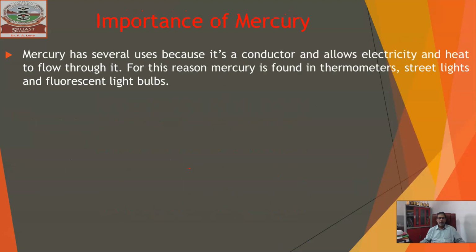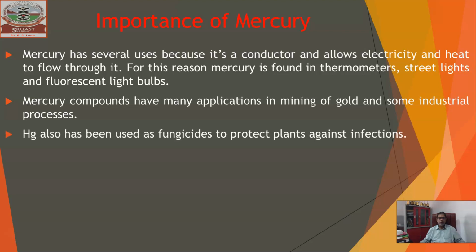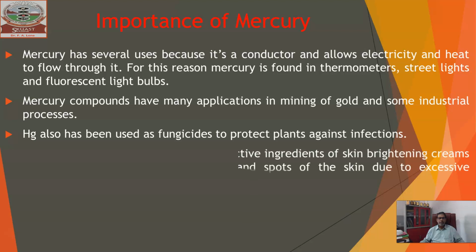As far as the importance of mercury is concerned, it has several uses because it is a conductor and allows electricity and heat to flow through it. For this reason, mercury is found in thermometers, street lights, and fluorescent light bulbs. Mercury compounds have many applications in mining of gold and some industrial processes. It has also been used as a fungicide to protect plants against infection.